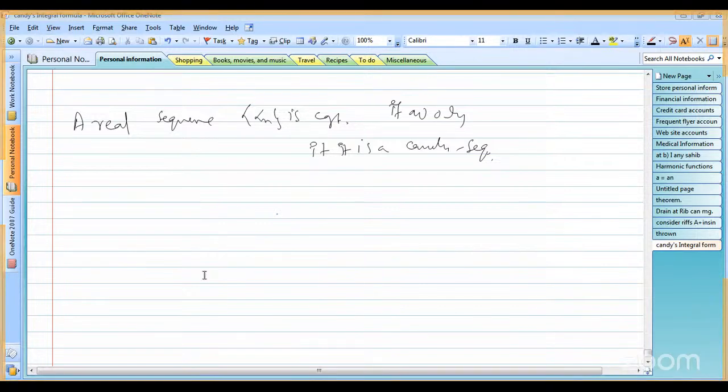Definition also is that a real sequence alpha n is said to be monotonic increasing if alpha n less than or equal to alpha n plus 1 for n equal 1, 2, 3, and monotonic decreasing if alpha n greater than or equal to alpha n plus 1 for n equal 1, 2, 3.